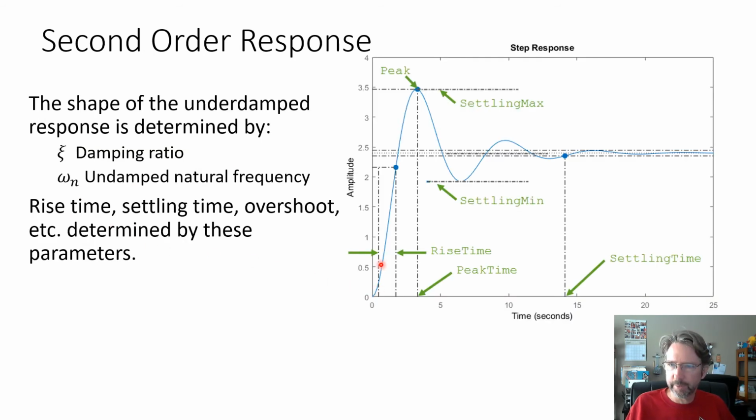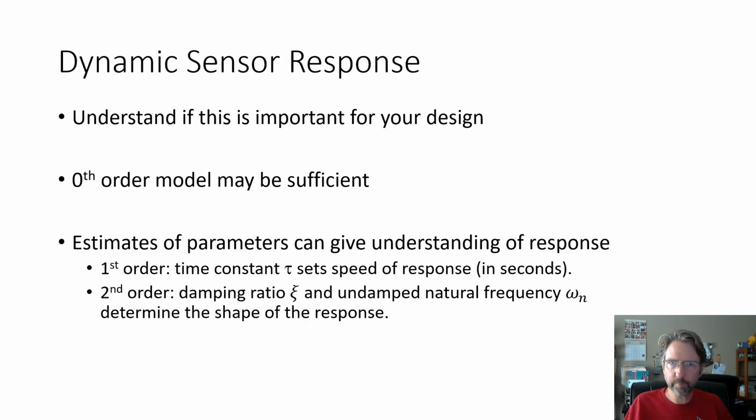So all of the parameters in this second order response can be predicted with these 2 numbers. So that's why we like these kinds of models, because if you know 2 numbers, you can really understand how your system works. So the percent overshoot, the settling time, the rise time, all of these things can be calculated with an understanding of these 2 numbers or estimates of those 2 numbers. So that's the dynamic sensor response portion of this class.